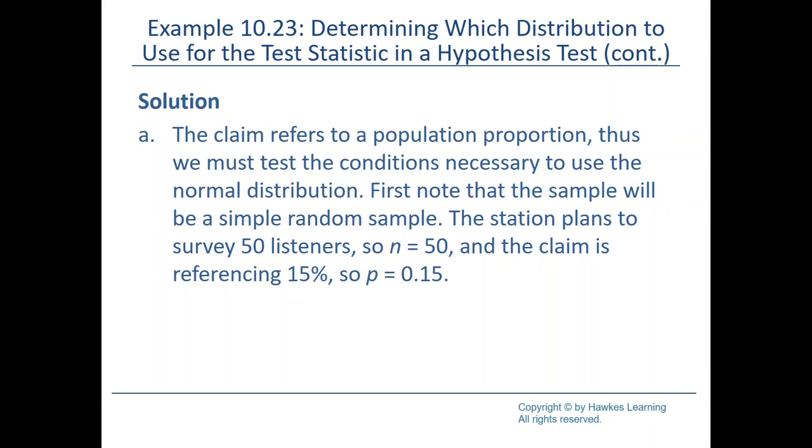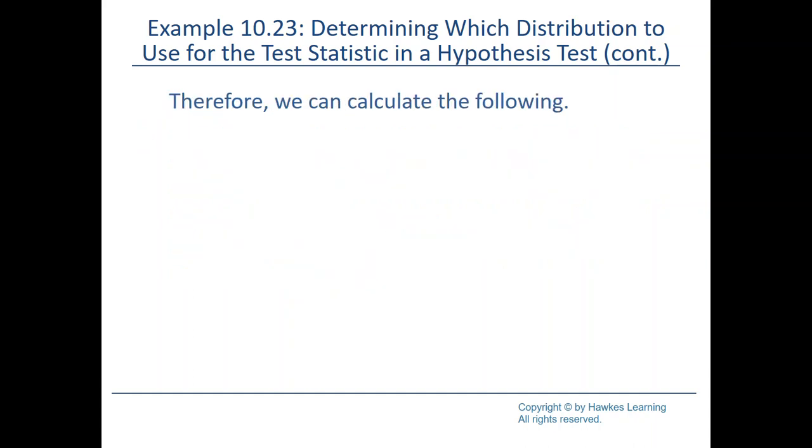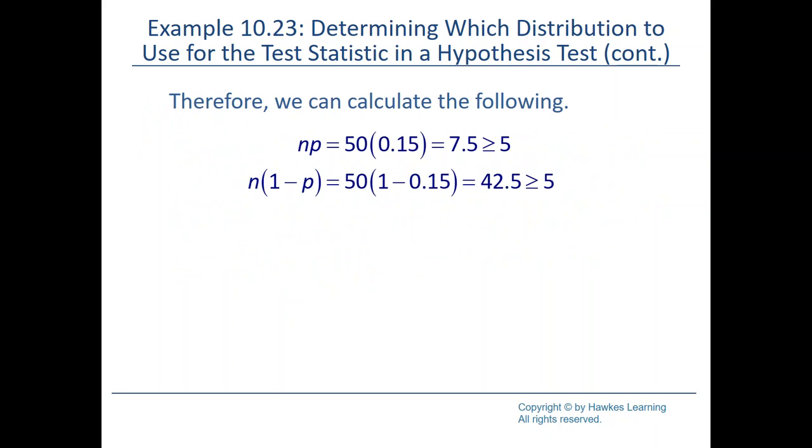Now, I do want to make sure that they're claiming that 15% reference, so 0.15 is my p-value. I do need to calculate whether or not I can actually run this hypothesis test, okay? To determine that, you're just going to take n times p, so 50 times 0.15, which is 7.5, which is still bigger than 5, so we're good to go.